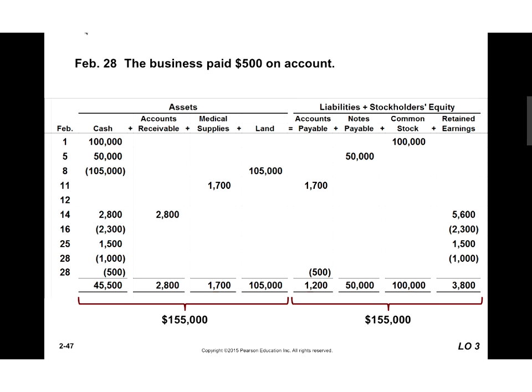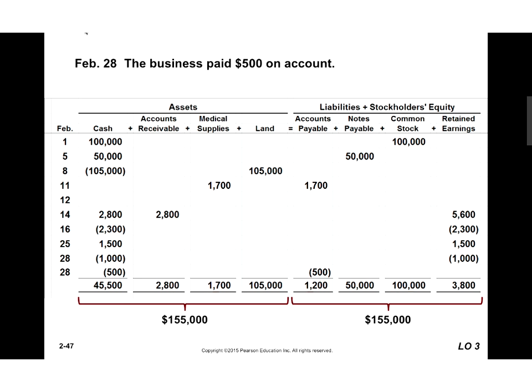Now, going one step further, if I add all my assets together, so I'm going to add those first four columns. I'm going to add the cash, $45,500, the $2,800, the $1,700, and the $105,000. I get $155,000. That's my total assets. And then I add the next four columns, the liabilities plus the equity, I get $155,000. And I can say I'm in balance because the assets equal the liabilities plus the equity.